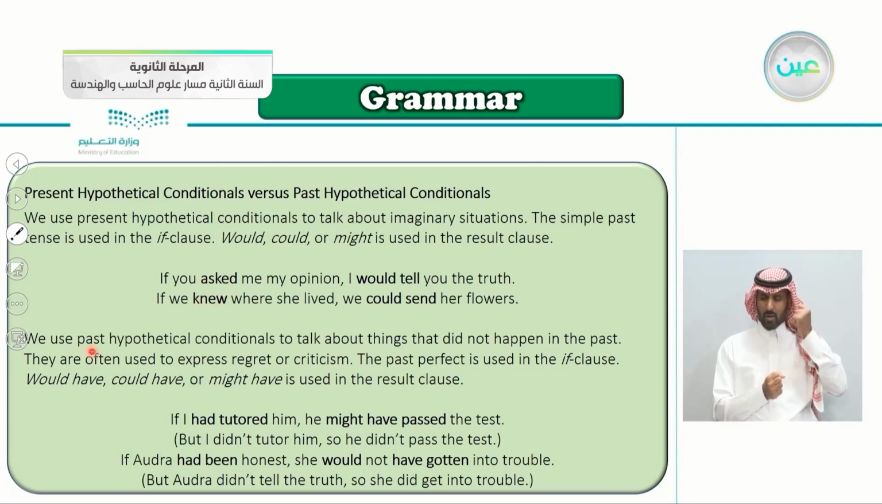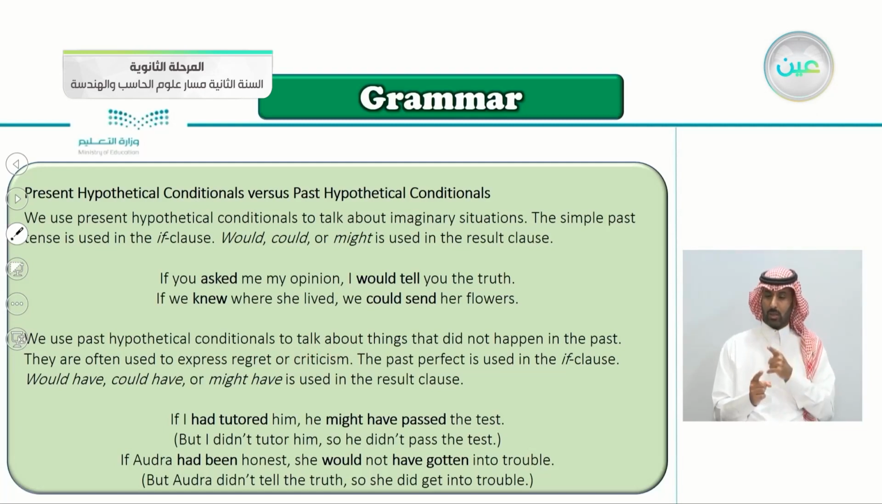So let's jump to the past hypothetical conditionals. We use the past hypothetical conditionals to talk about things that did not happen in the past. So now we're talking about the past, but we're talking about things that did not happen. They are not real. They are often used to express regret. So when do we use the past hypothetical conditional? Often we use it to express regret, or criticism, to criticize something.